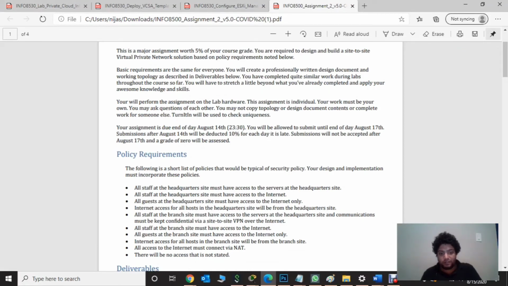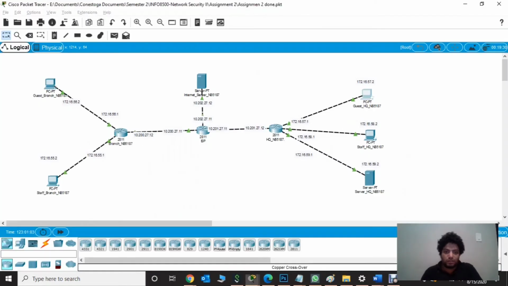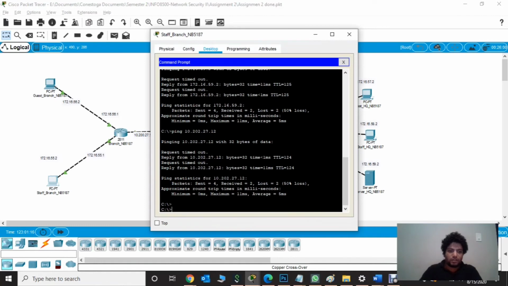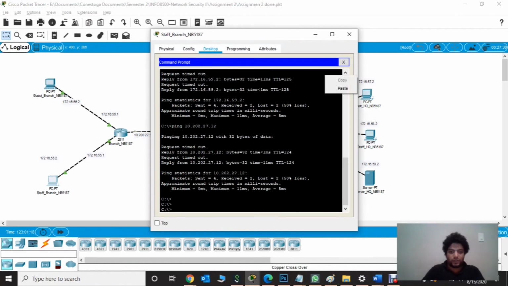All staff at the branch site must have access to the server at the headquarters site, and this communication should be over our site-to-site VPN. That's what I'm going to show you right now. The staff at the branch site must have access to the headquarters server. The headquarters server IP address is 172.16.59.2, and I copied that IP address. Now I'm at the staff at the branch location. Here I'm trying to ping the headquarters server.